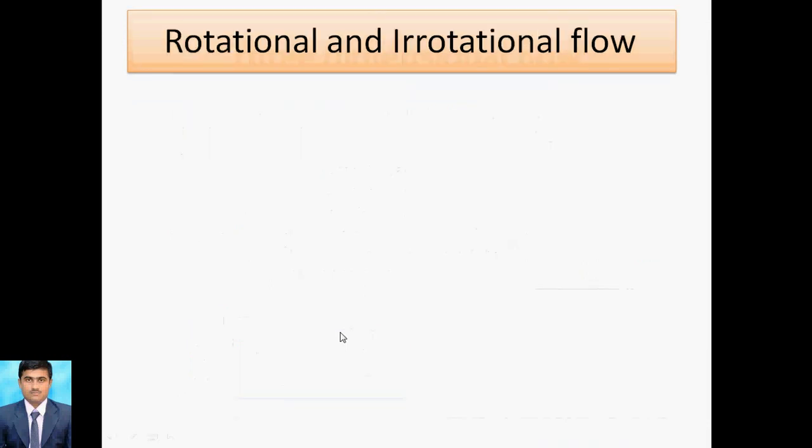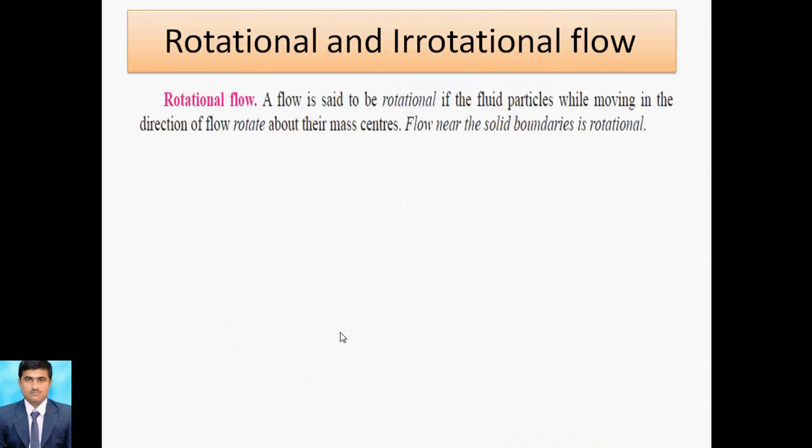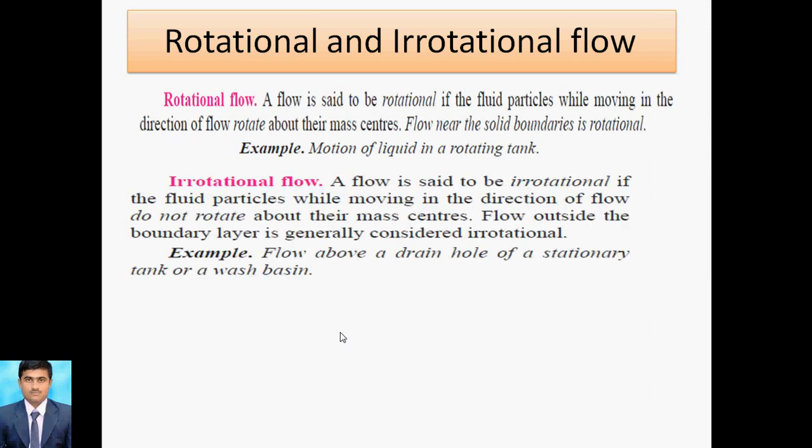Now we move to the next type of flow, rotational flow and irrotational flow. Rotational flow means the fluid particles rotate about their own axis. That is called rotational flow. An example is the motion of liquid in a rotating tank. And for irrotational flow, the fluid particles do not rotate about their mass centers. That is called irrotational flow.